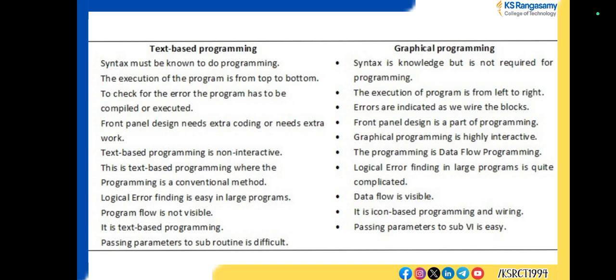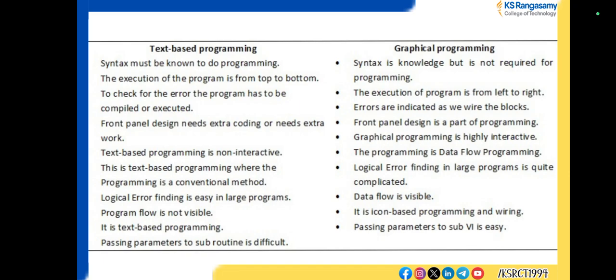In text-based programming, the execution of the program is from top to bottom. It will execute one by one from the top. If there is any mismatch between two lines, it won't execute further. But in graphical programming, it is a left to right approach.